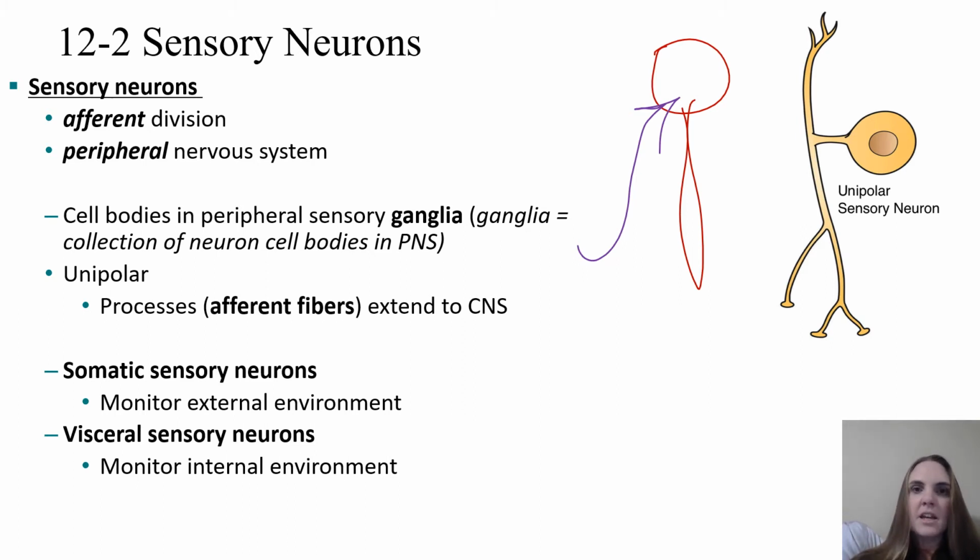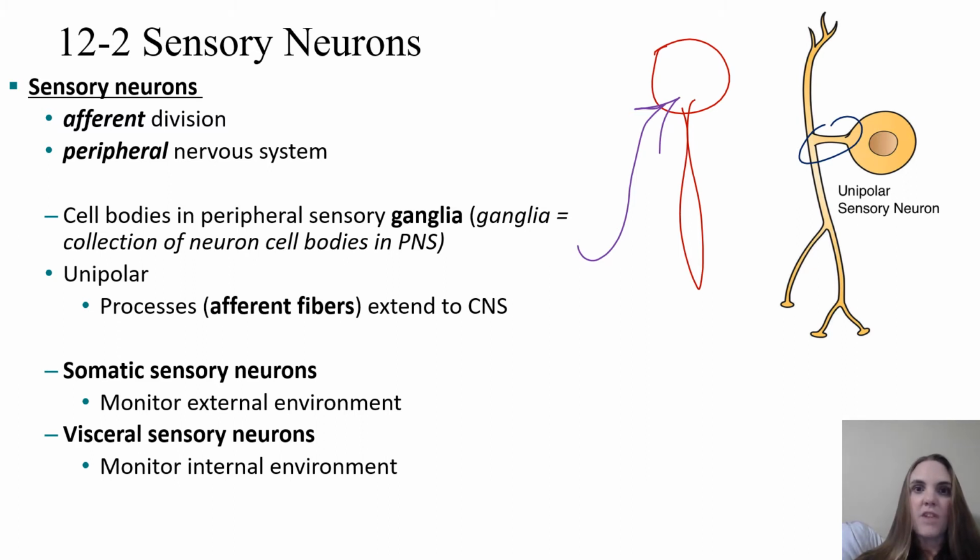The cell bodies of these neurons are found in what are called peripheral sensory ganglia. And a ganglia is the term used for a collection of neuron cell bodies in the peripheral nervous system. So oftentimes we'll find cell bodies that are all grouped together in one structure, and those are called ganglia. These neurons are that unipolar neuron, so have one process coming off that then splits into the axon and the dendrites. And those processes are called afferent fibers.